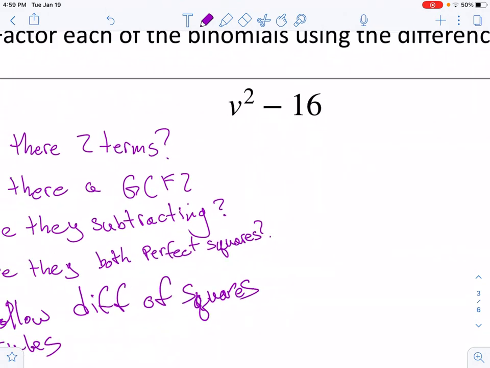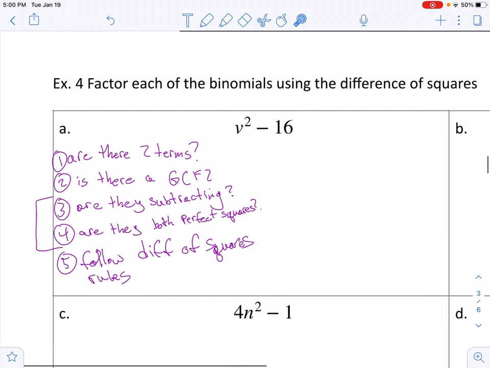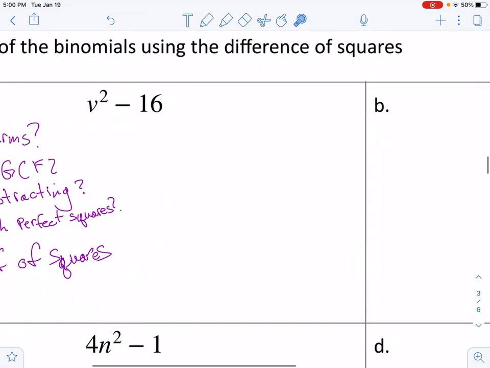So check it out. Are there two terms? Yes. Is there a greatest common factor? No. Okay. Are they subtracting? Yes. Are they both perfect squares? V to the second power? Yep, perfect square. 16? Yep, perfect square. If you're not sure what your perfect squares are, here's just, we're doing notes in the first box, I guess. Here's a list of them.